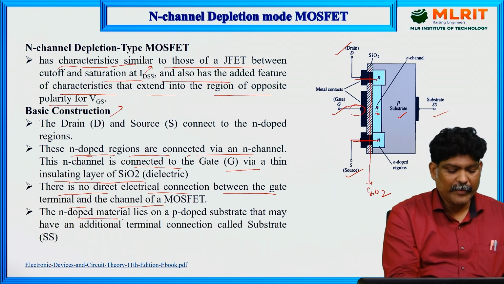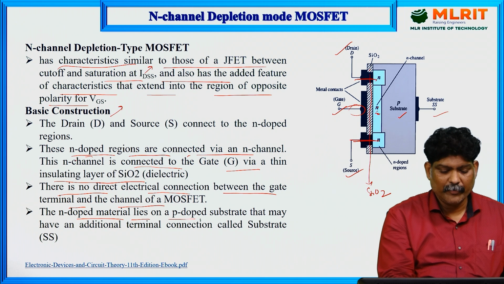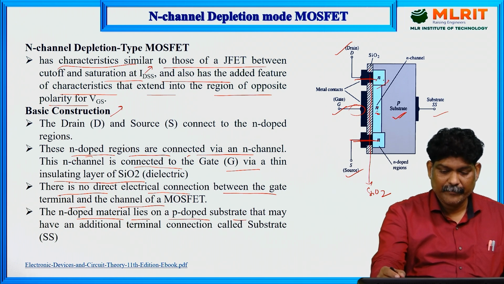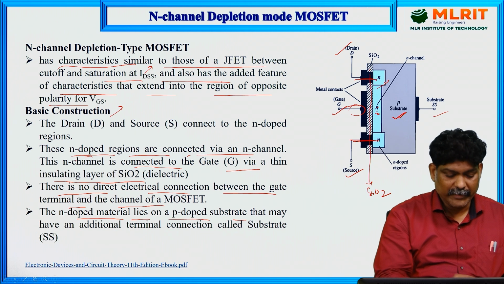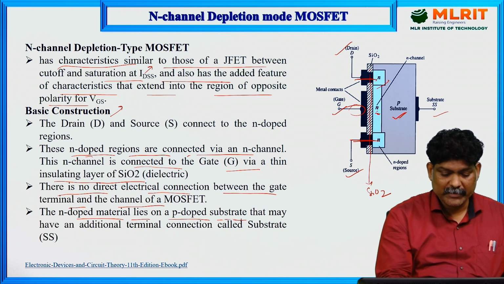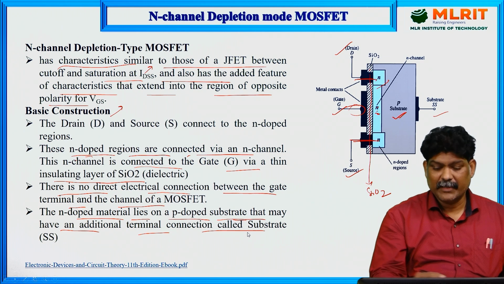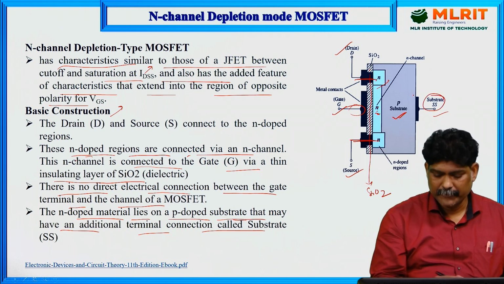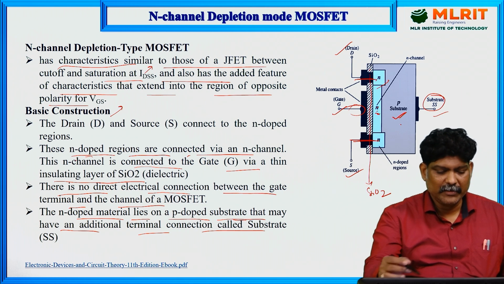The n-doped material lies on a p-doped substrate. This is the p-doped substrate and this is the n-doped material. The p-doped substrate may have an additional terminal connection called the substrate, which is the fourth terminal. That's all about construction.